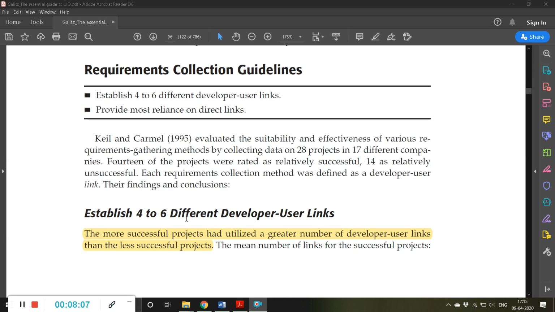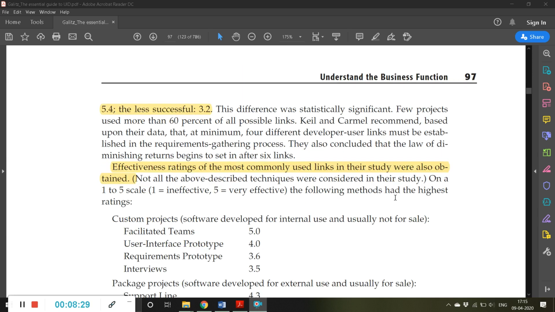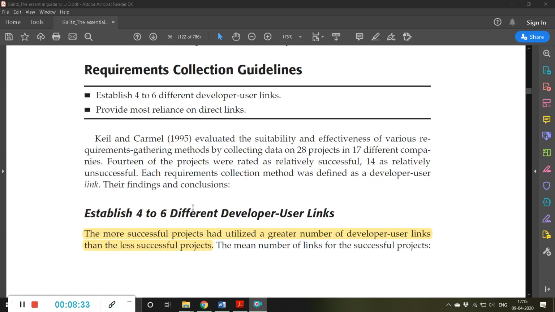So the reason they have explained here, each requirement collection method was defined as a developer-user link. So understand, we have discussed so many requirement collection methods here now. Each one of them can be defined as a developer-user link. Okay, so establish 4 to 6 different developer-user links.